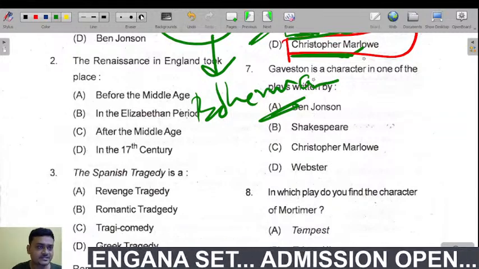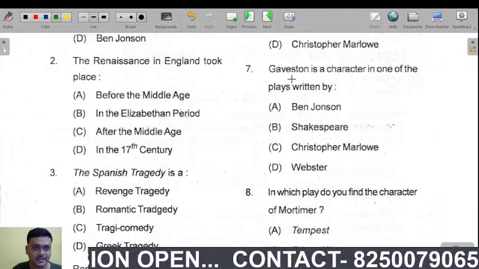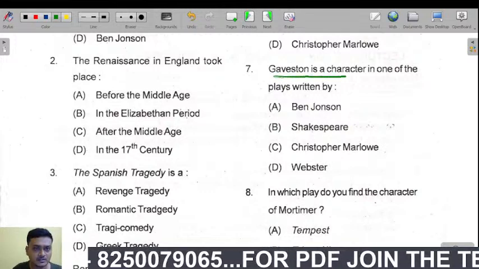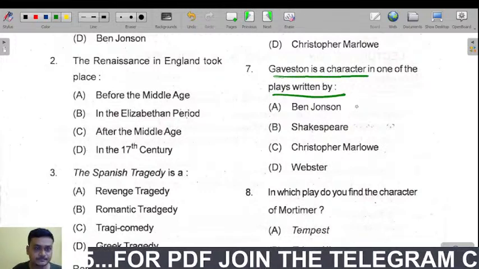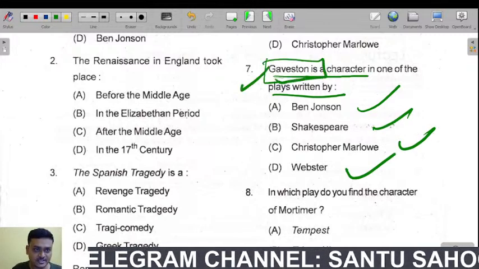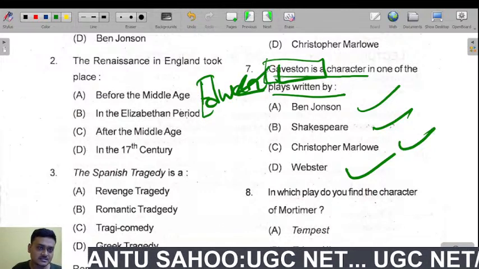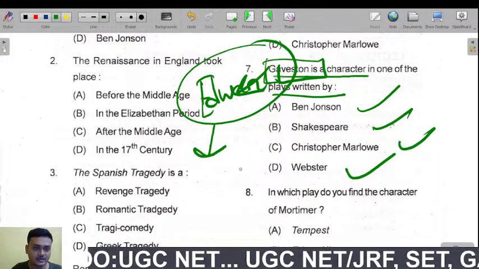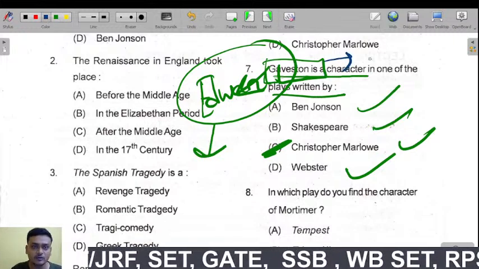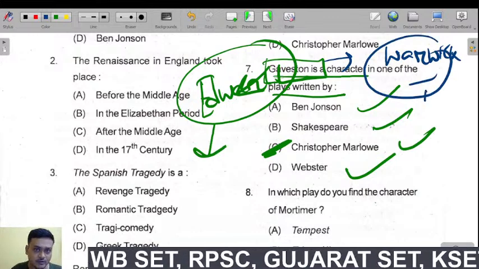Gaveston is a character in one of the plays written by Ben Jonson, Shakespeare, Christopher Marlowe, Webster. So Gaveston was killed by whom? You must remember that Gaveston is in Edward the Second, the tragedy written by Christopher Marlowe. Here Gaveston is actually killed by whom? Warwick. Gaveston was killed by Warwick.